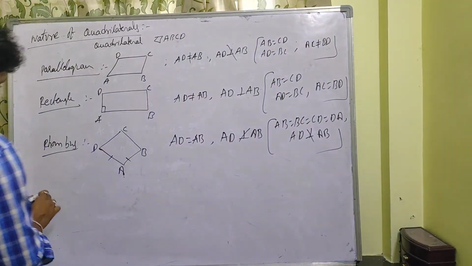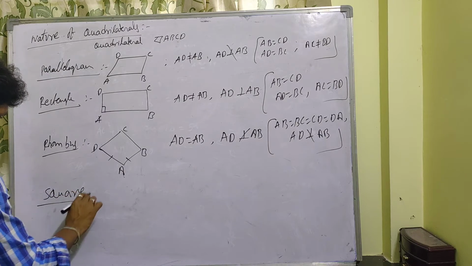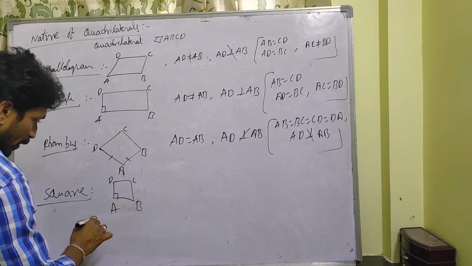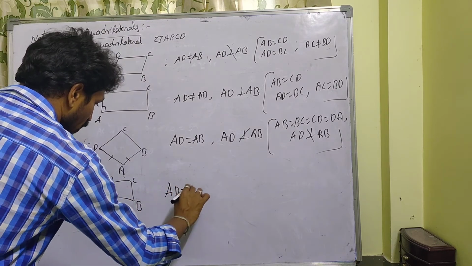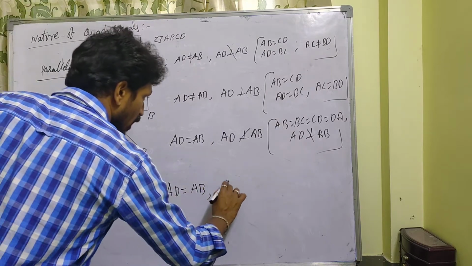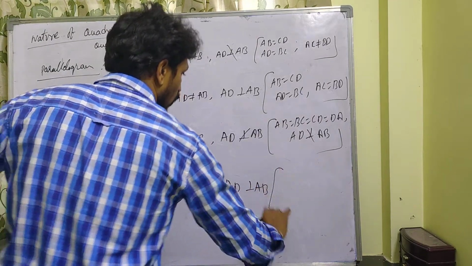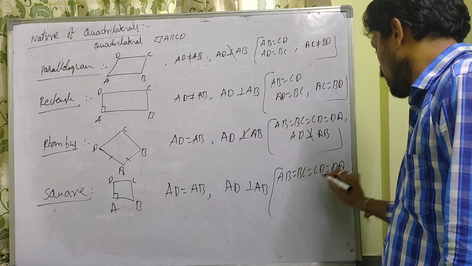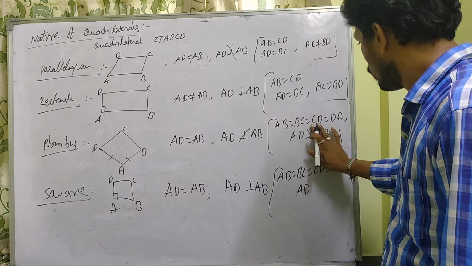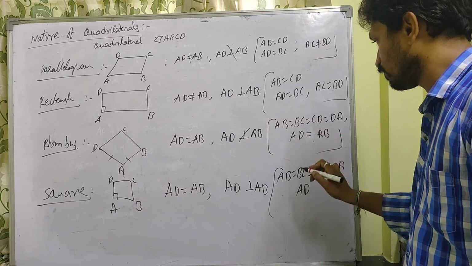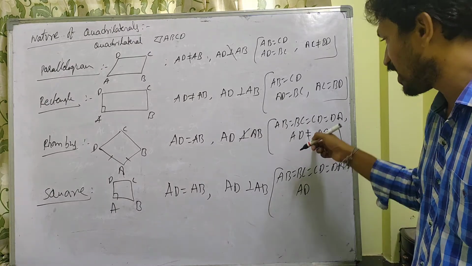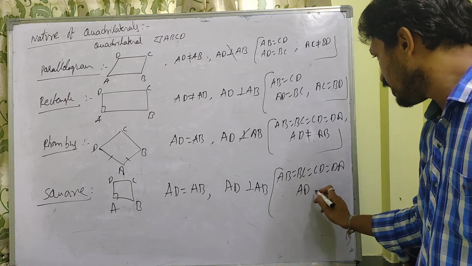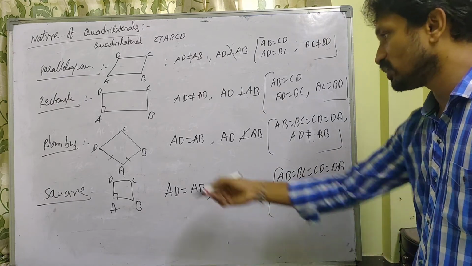Next, square. What is it for this one? Square for A, B, C, D. If you take it, it is perpendicular and adjacent sides are equal. That means AD is equal to AB and AD is perpendicular to AB. In other words, what can you say? AB is equal to BC is equal to CD is equal to DA. Here diagonals are equal. Don't say perpendicular, because perpendicularity is a different way. AD is equal to AB here. So this is for square.